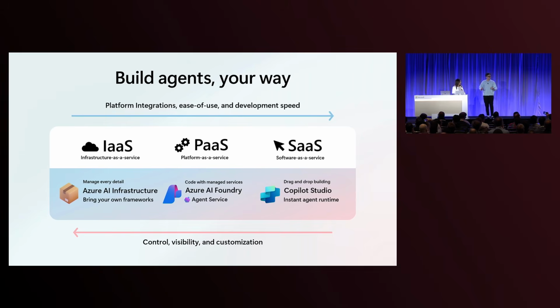But a lot of customers, and I suspect most of you out there are like this, need something in the middle, that Goldilocks zone. And that's where we have Microsoft's PaaS offering for AI, which is Azure AI Foundry. And within it, we have the feature Agent Service. And oh, yeah, go for it.